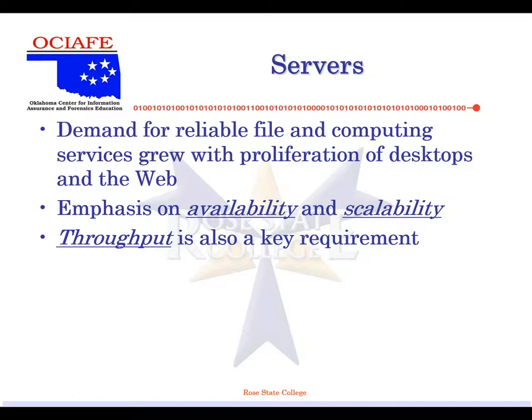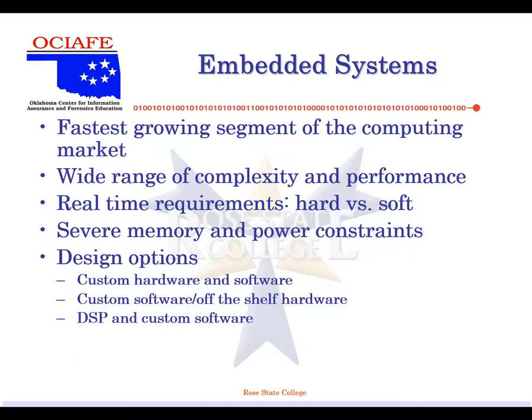Okay. All right, it says emphasis on availability and scalability. You want servers that can do what they need to do, can be upgraded as needed, and be fast enough, throughput. Okay. Embedded systems, the fastest growing range. A lot of stuff coming out. It's custom stuff, custom hardware, custom software.